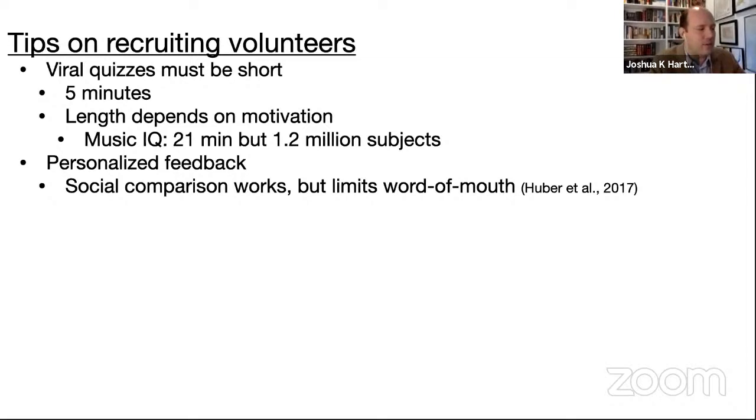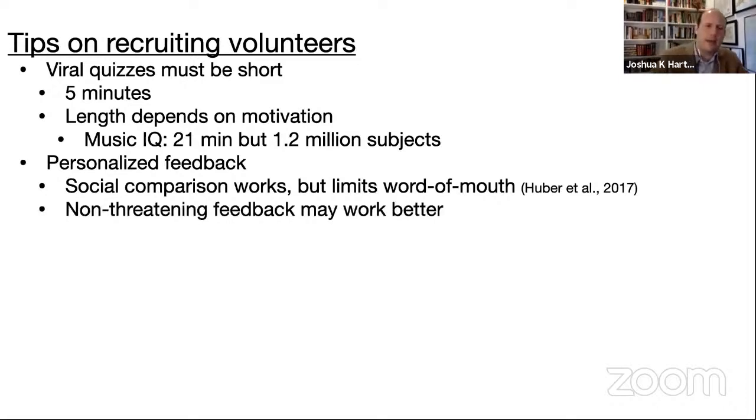Basically, some people will find out, you take like a vocabulary test and they're like, I have better vocabulary than 9 out of 10 people. They're like, awesome, share on Facebook. And then some people are like, I'm in the 0th percentile, and they're maybe less likely to share on Facebook. Personalized feedback that's non-threatening seems to work better.